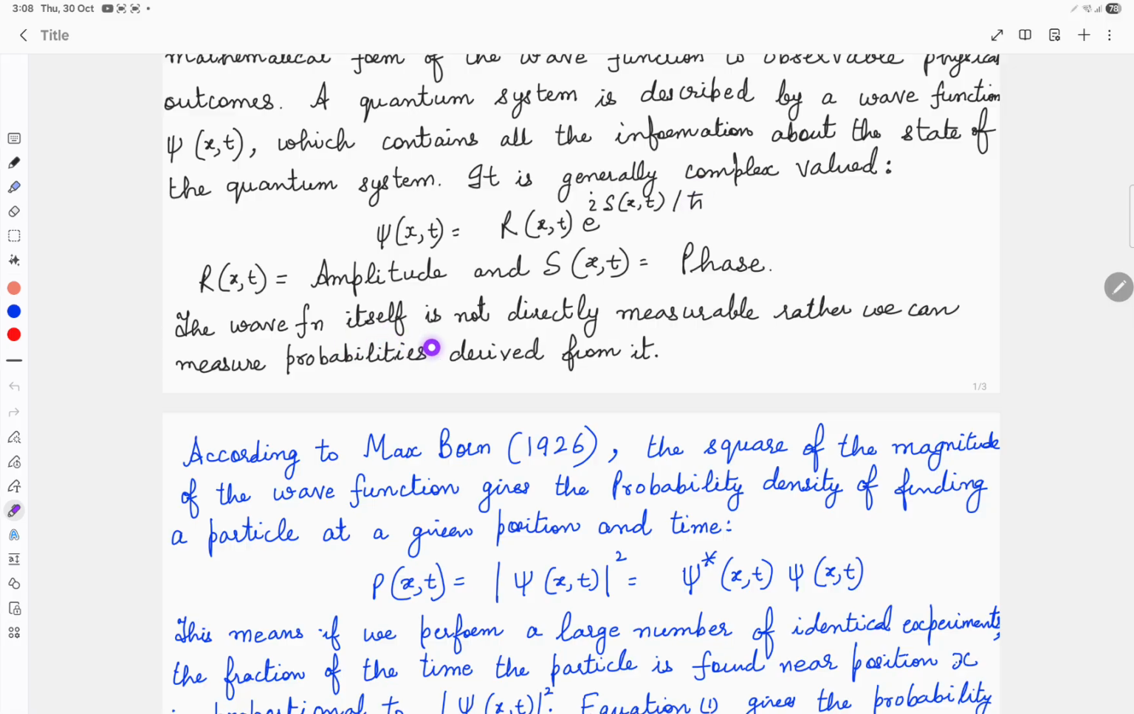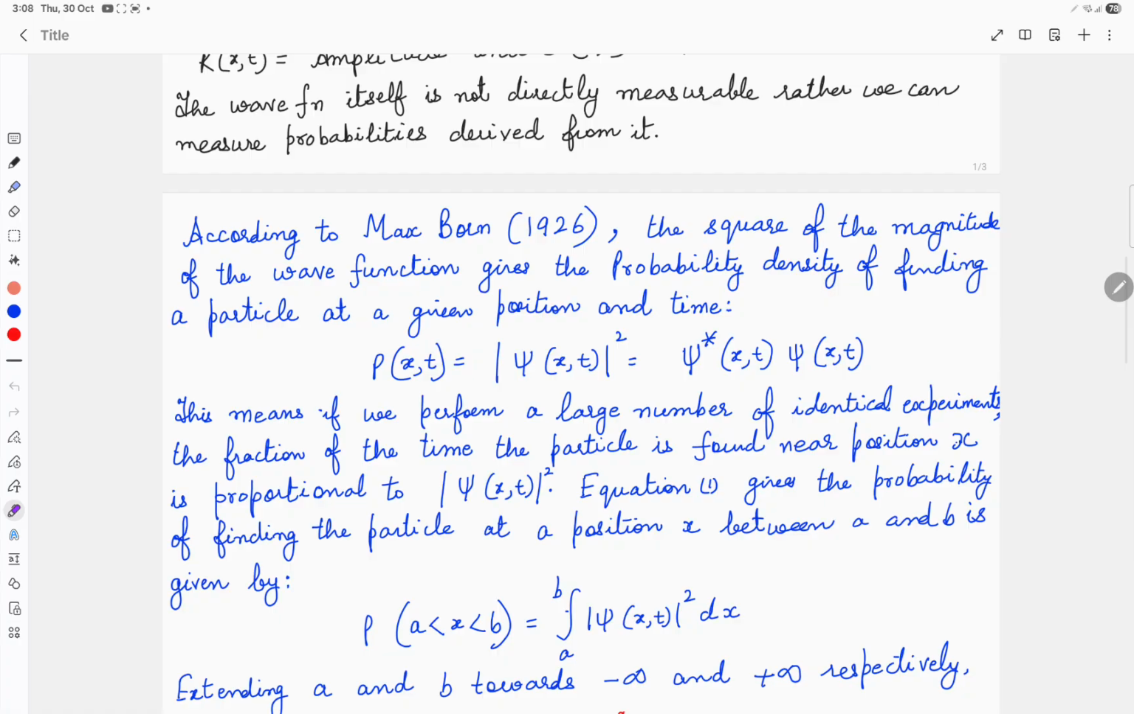Now the wave function itself is not directly measurable, rather we can measure probabilities derived from it. According to Max Born in 1926, the square of the magnitude of the wave function gives the probability density of finding a particle at a given position and time. That means this is the probability of finding the particle at a position x at time t.